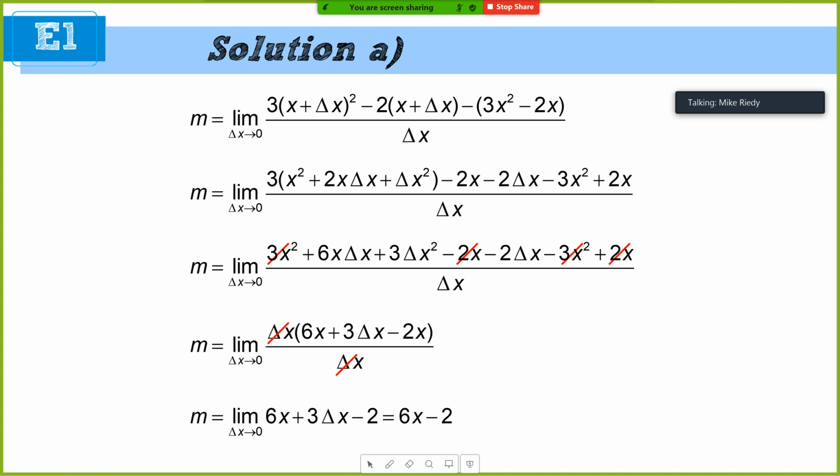Why is that bizarre? Because there's still a delta x. No, I got rid of the delta x. I got 6x. Here's my final answer. That's why I took the limit of the delta x. What's that, Jack? I'm sorry.